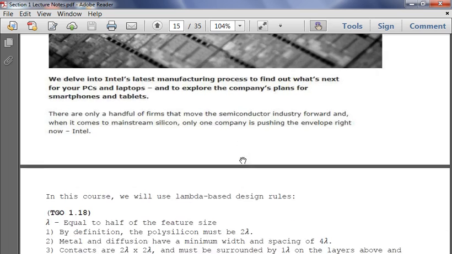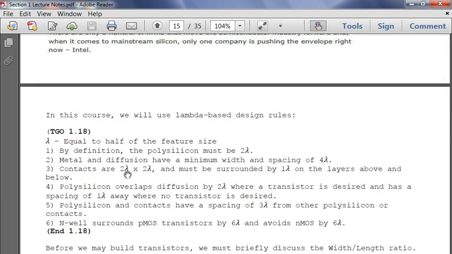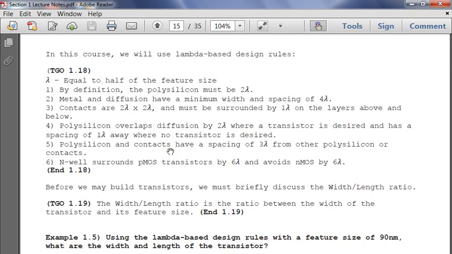Okay, so this is going to be really important for you to know, these Lambda-based design rules. These are the rules that are used in the textbook and in pretty much every simulator, including Logic VLSI Design Lab, which is one of the tools we'll be learning using in this course. So, the notation Lambda is equivalent to half of the feature size. So say we have 90 nanometers, lambda now is 45 nanometers, that's your lambda.